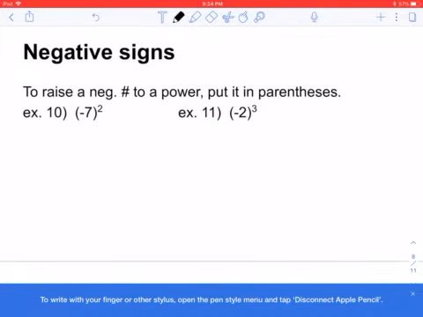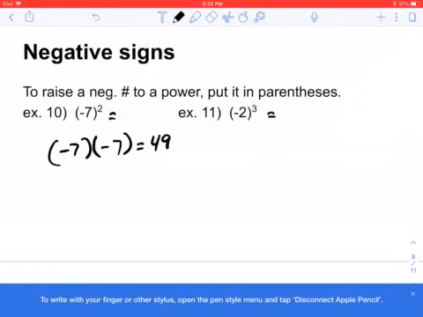Okay, negative signs. Negative signs can be a little tricky with exponents. To raise a negative number to a power, put it in parentheses. So here you've got negative 7 in the parentheses and it's raised to the 2nd power. So that is equal to negative 7 times negative 7, which is equal to just 49.